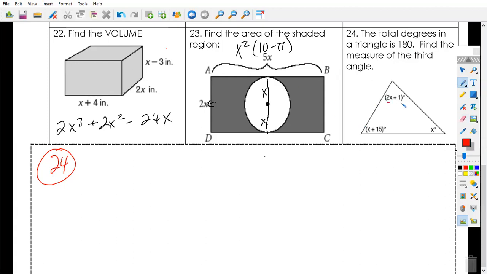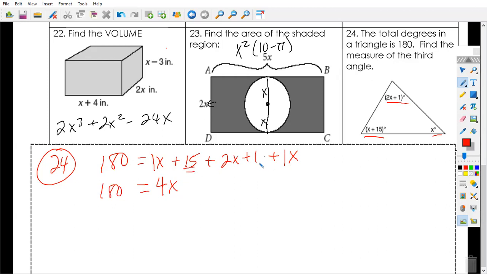So they gave me all of my, do they give me three angles? Yes. So I know that 180 equals x plus 15 plus 2x plus 1 plus x. Can I solve for x? Yes. What is step one to solve for x? Combine my like terms. So we have 1x, 2x, and 1x. What does that make? 4x. Then we have 15 and 1. And what does that make?